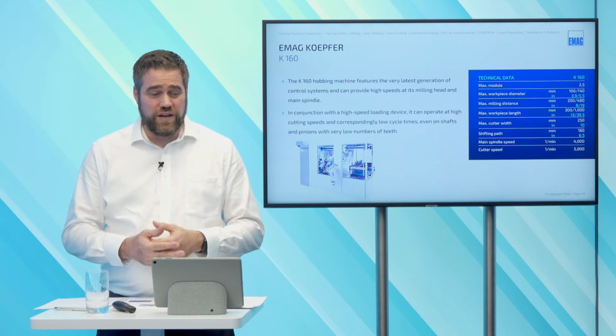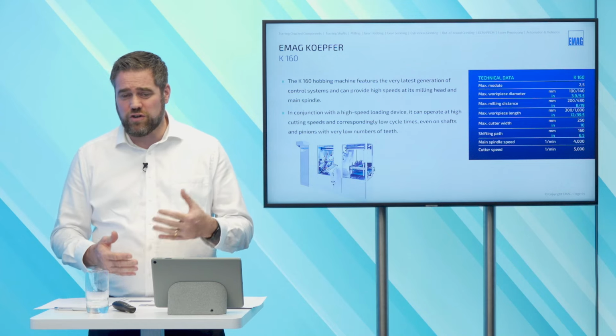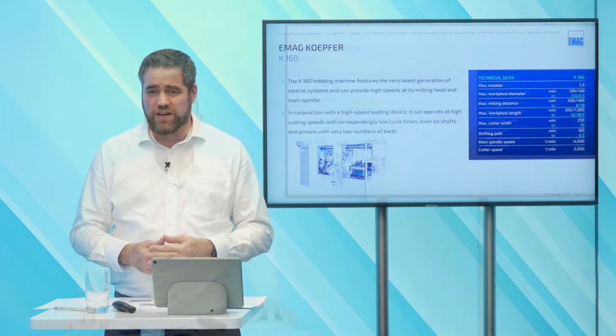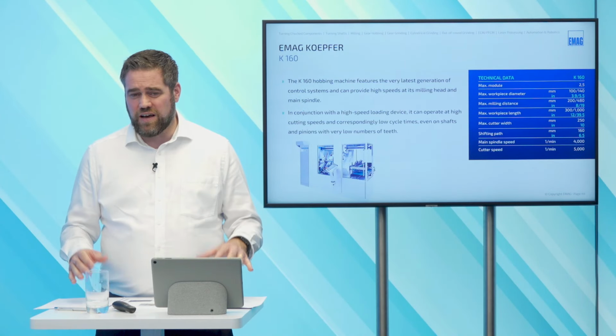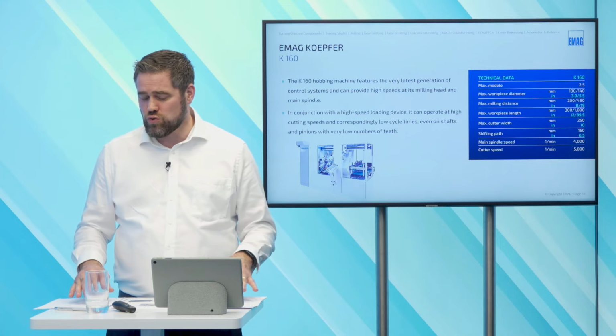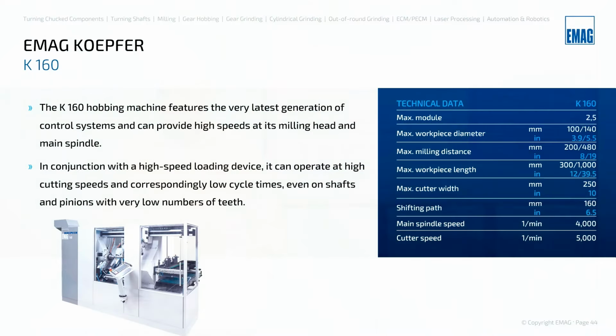Shortly we saw already a K160, but in the end we will talk shortly about the machines. So we have here the K160. That's the most popular EMAG Köpfer machine where we are able to do gears and shafts up to module 2.5 millimeters. You saw the really fast loading and unloading, so that we can really create fast cycle times.